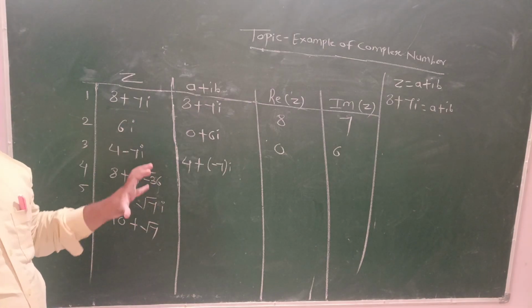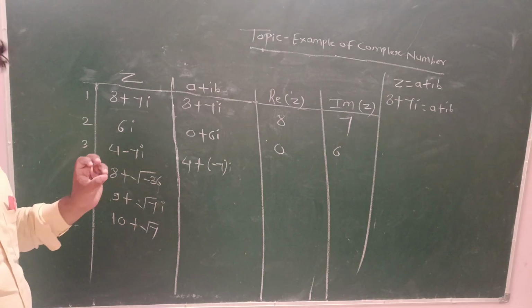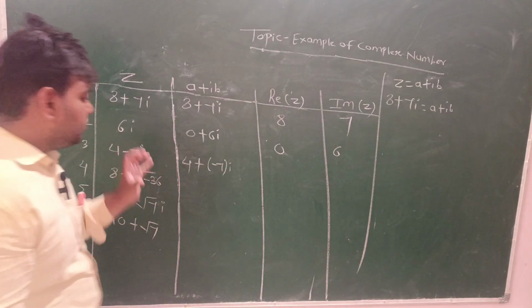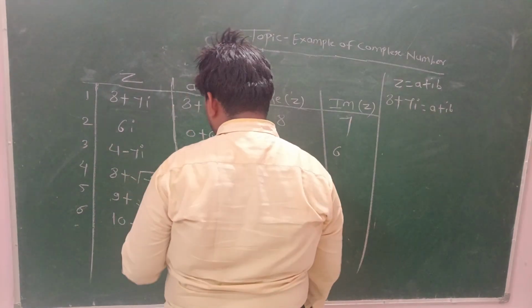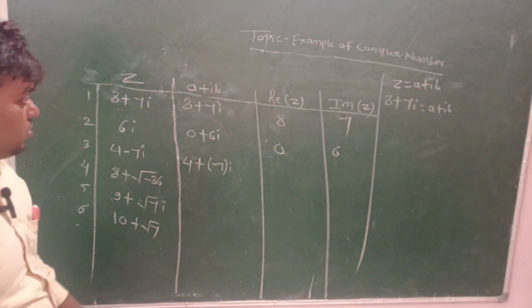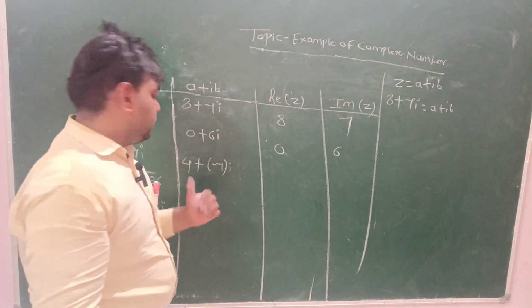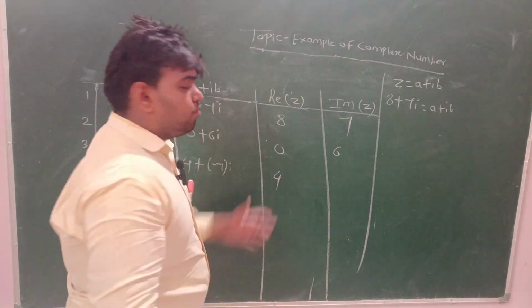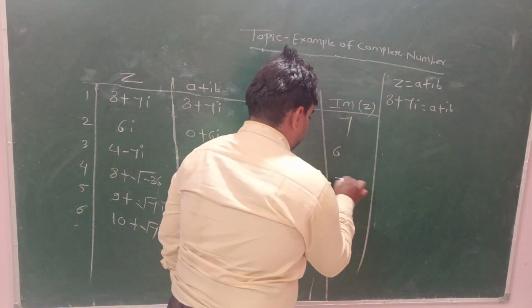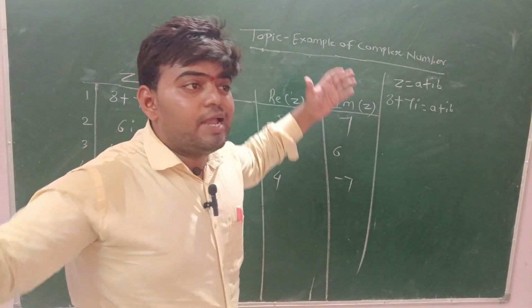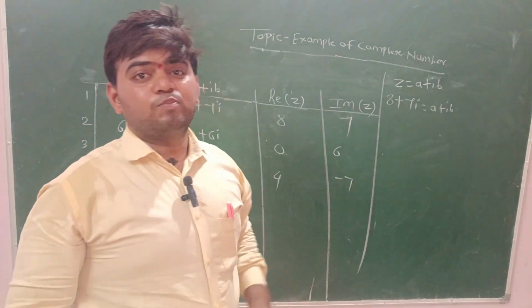Now in this example, the real part of z is 4 here and b is minus 7. B means the imaginary part of z.